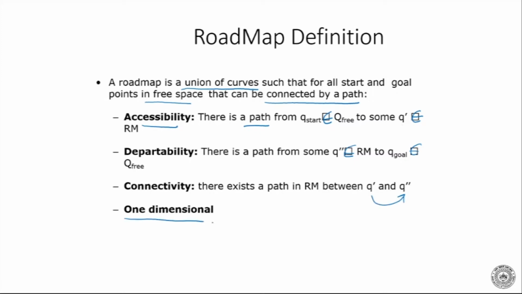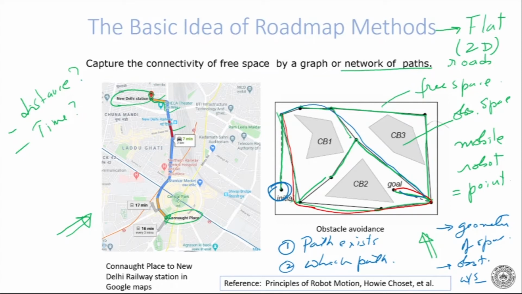Now please note this is one dimensional. A path is one dimensional in terms of topology, but to represent it you need 2D. But the path itself is 1D only. Now this is very easy to understand: accessibility, departability, and connectivity. Accessibility essentially means that at this point you should be able to access the network. Departability, you should be able to go from here to the goal point. And connectivity is that this connection should be there between the accessibility and the departability. So that is the basic idea of a roadmap.